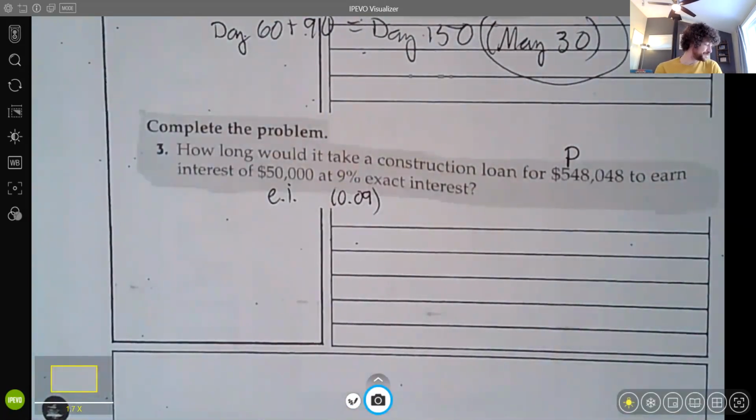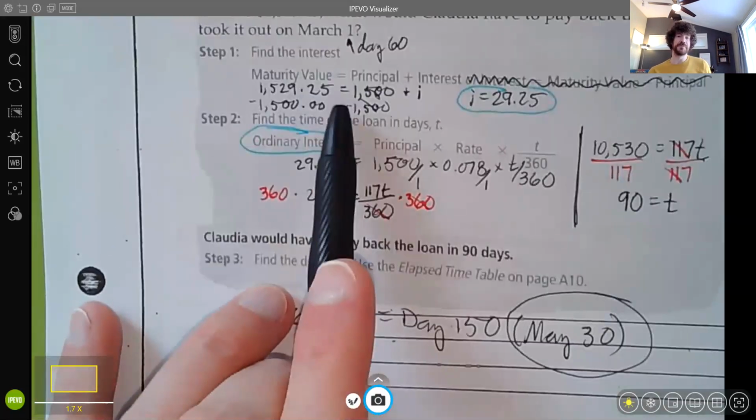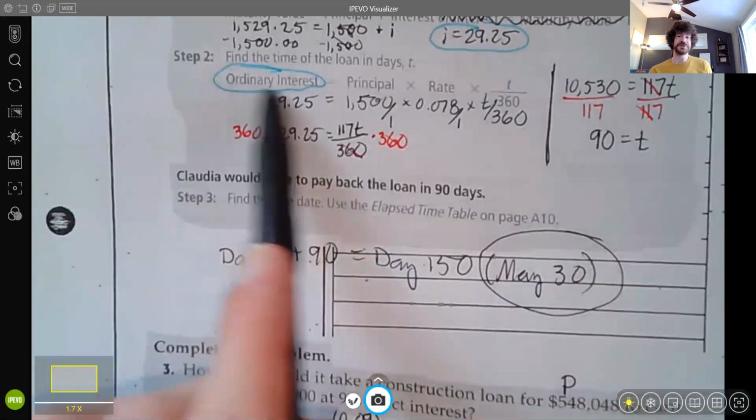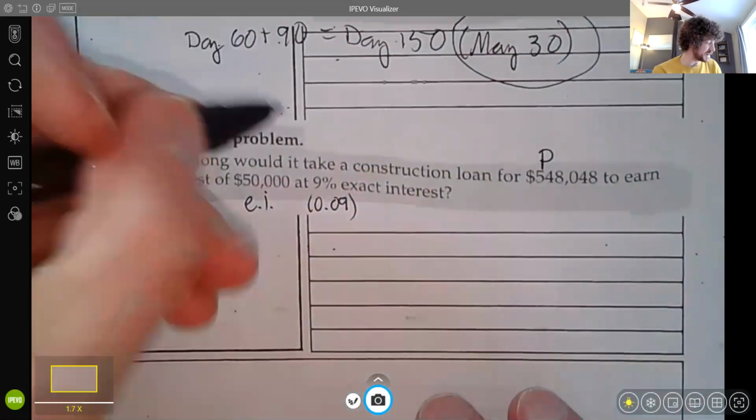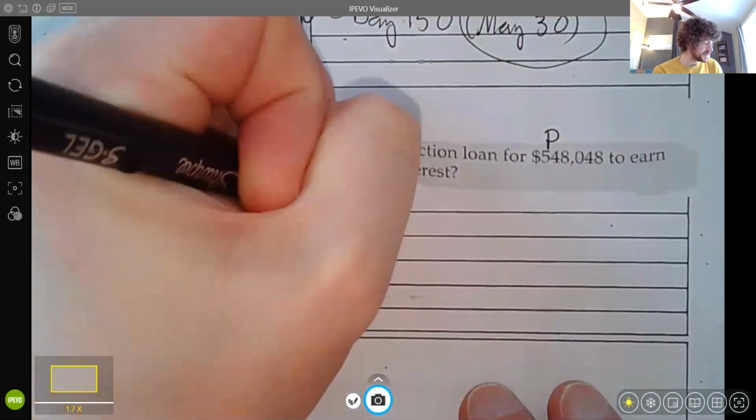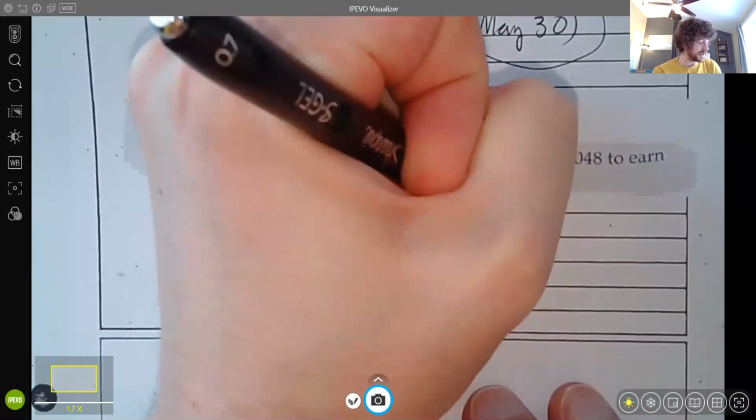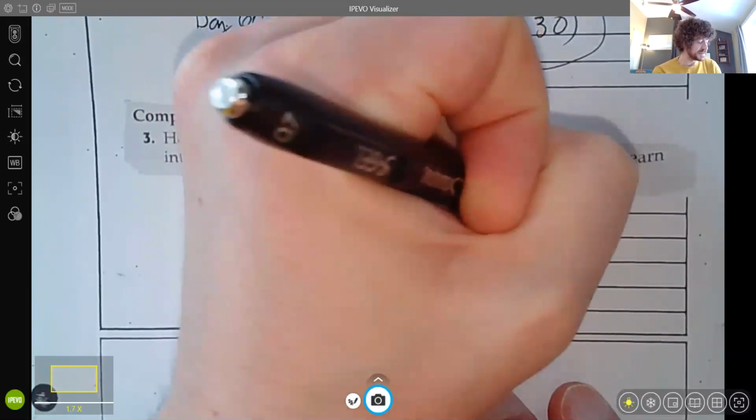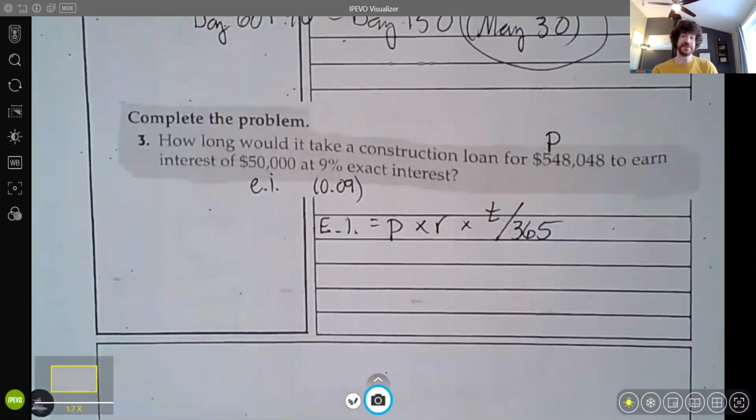Now on this one, maturity value, principal and interest. Now the maturity value, that's fine. We could figure that out if we just added these together, but we don't actually need to do the maturity value portion on this problem. We just need to use the interest, but we're not using ordinary interest this time, we're using exact interest. So we're saying that the exact interest, EI, is equal to the principal value multiplied by the rate multiplied by time over 365. So that's the formula we're using for this one. And again, we're solving for T.